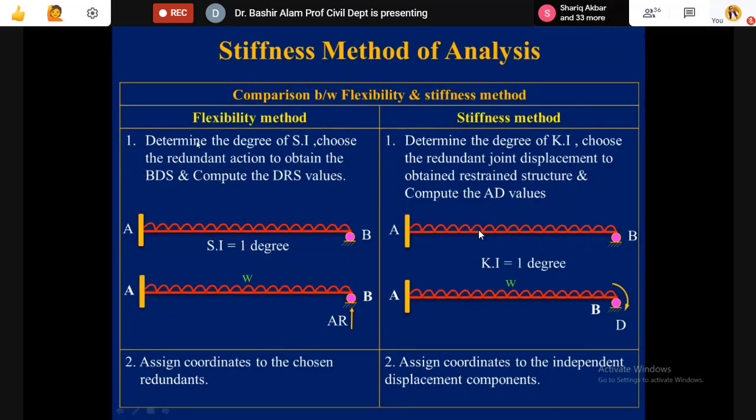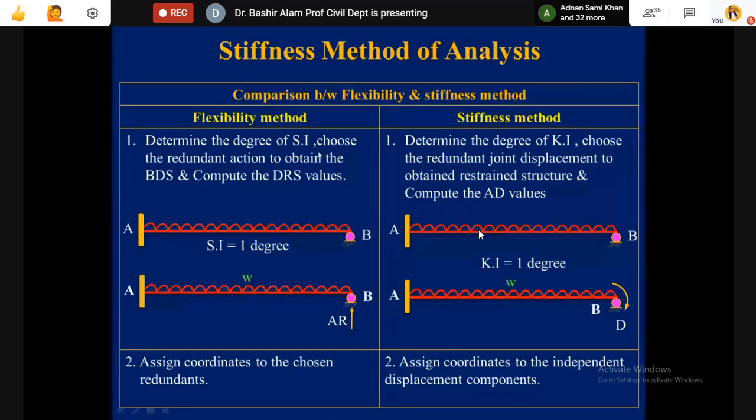Step number one, determine the degree of statical indeterminacy. This is in the case of the flexibility method. What we do in the case of the stiffness method is determine the degree of kinematical indeterminacy. Choose the redundant actions here in the flexibility method. Here, choose the redundant joint displacements. Now, obtain the basic determinate statical structure, here the basic kinematic structure, and compute the DRS values here.